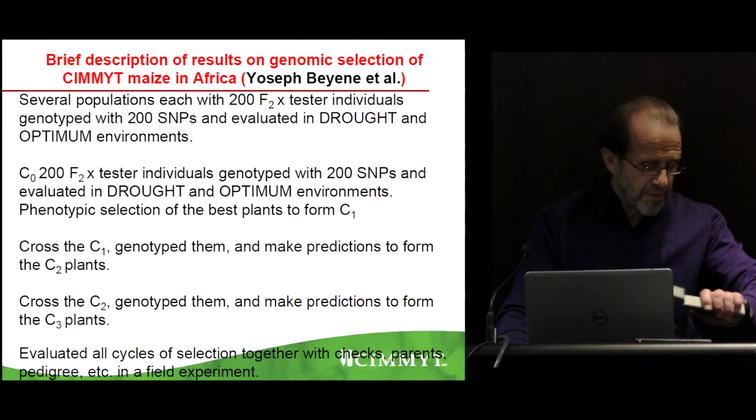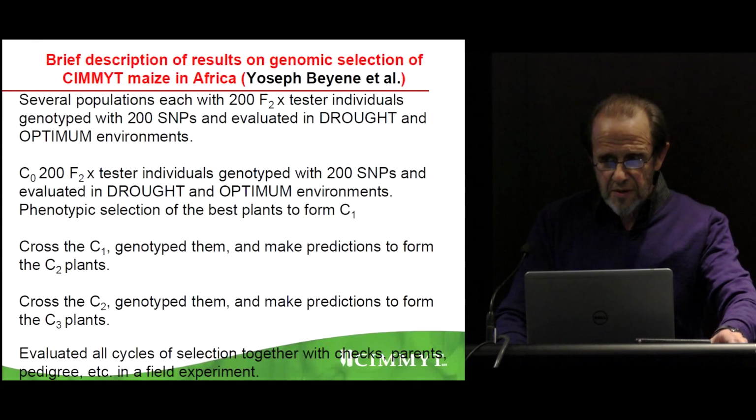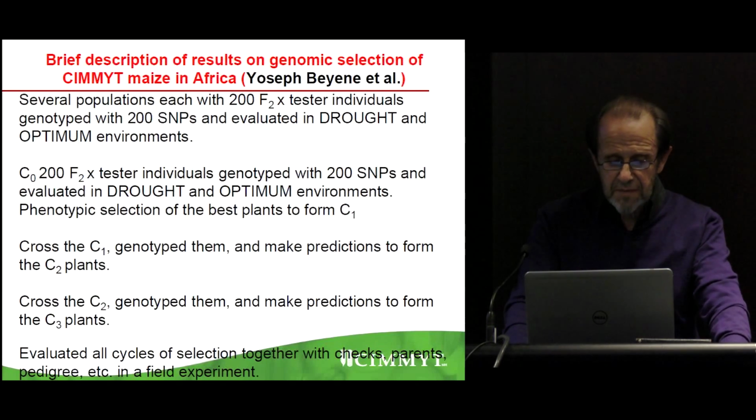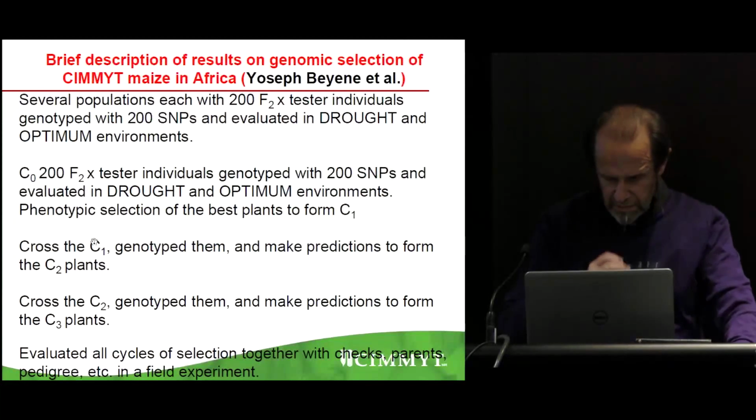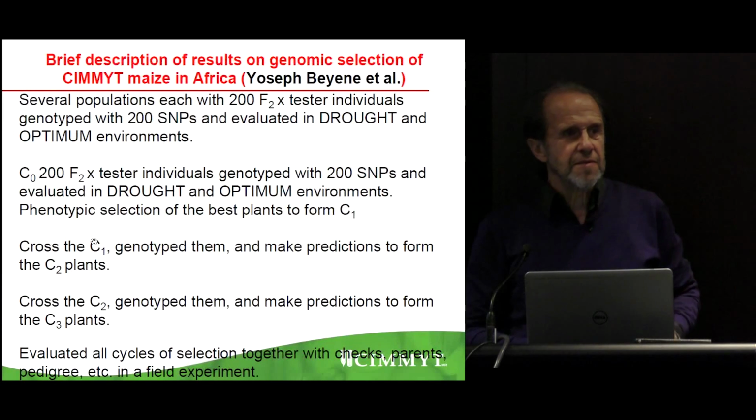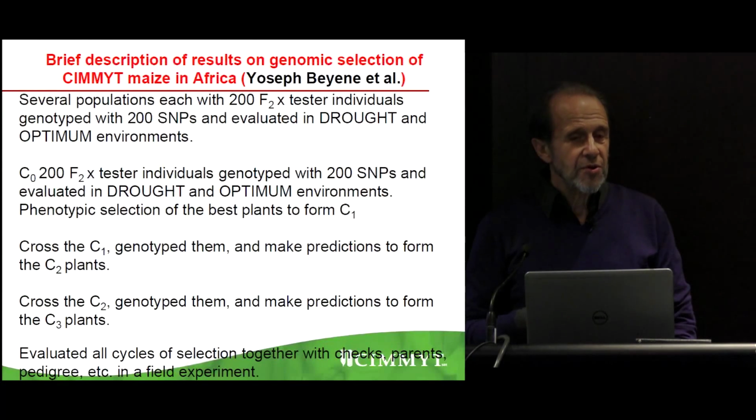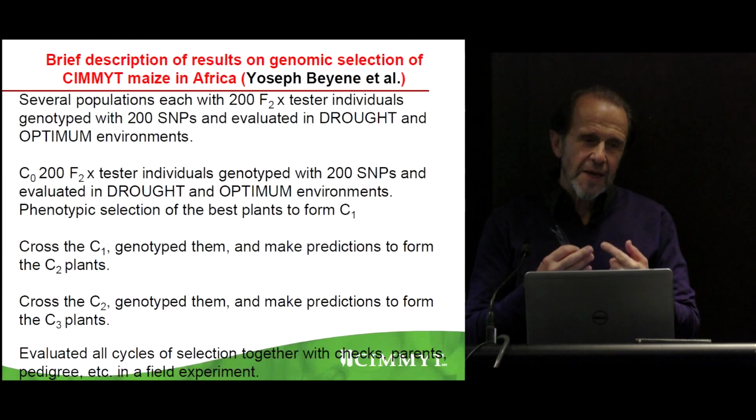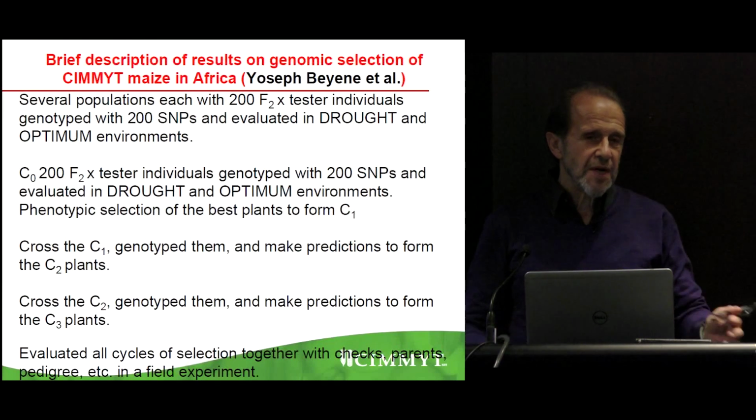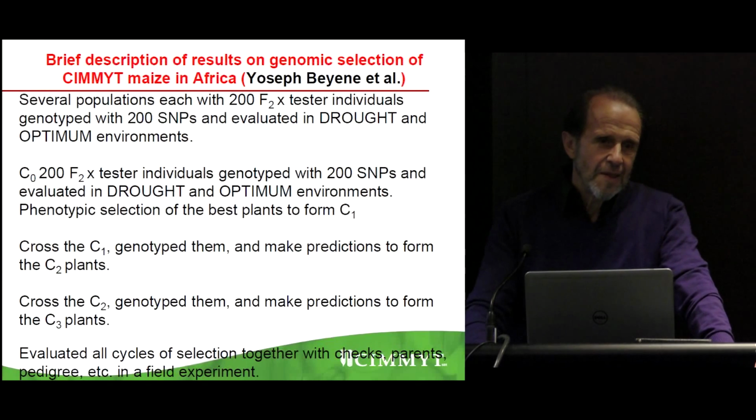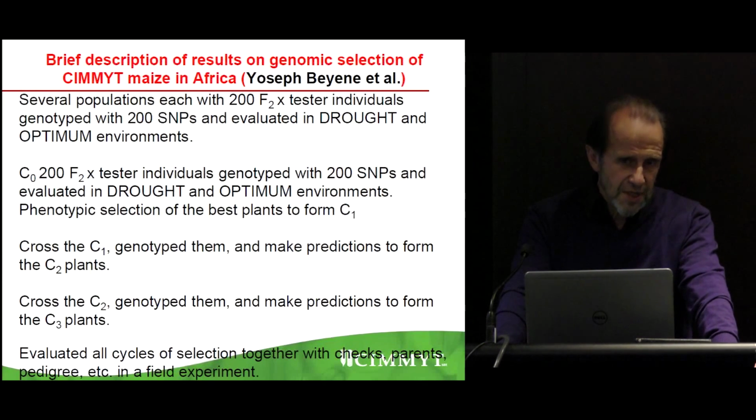I will give you a brief description of the results on genomic selection in maize in Africa. Rex Bernardo, Massman and other guys were the first ones in 2008 to show that in one biparental population, A by B, they did a rapid cycling of selection using markers and showed genetic gains.